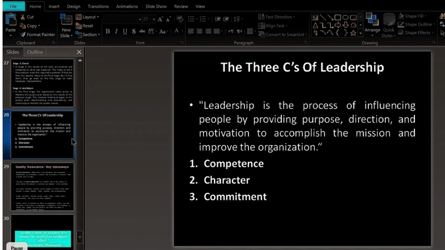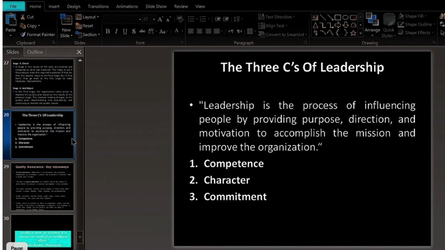And I really want you guys to understand, because all of the participants, believe me, you are leaders. All of you are leaders. And when we talk about leaders, these 3 C's of leadership must be in your personality. Leadership is the process of influencing people by providing purpose, direction, and motivation to accomplish the mission and improve the organization. So, you have these 3 factors: competence, character, and commitment.